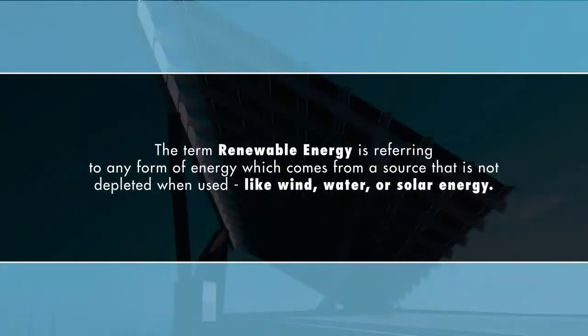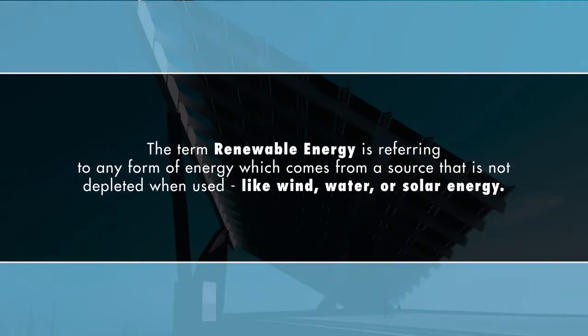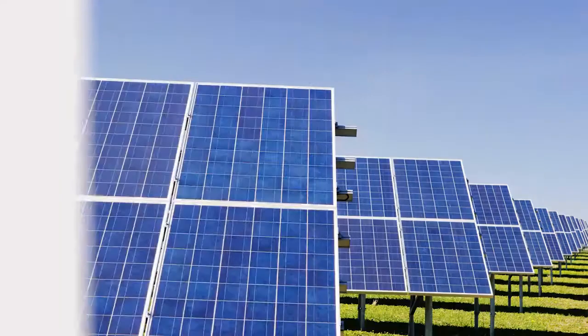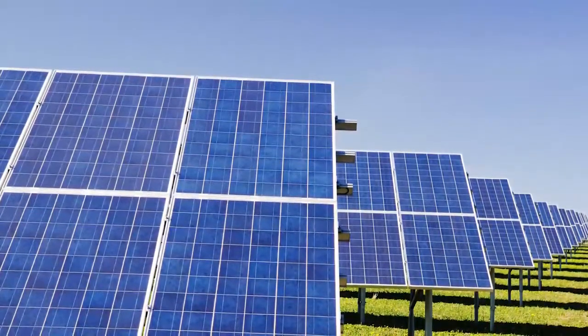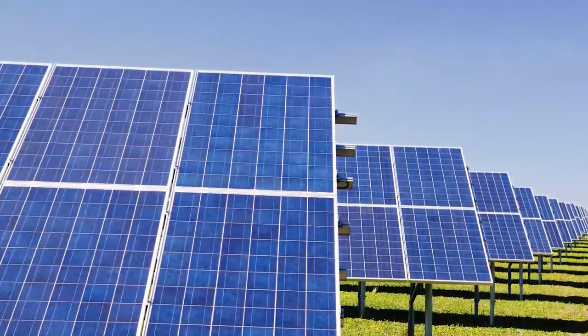In our electricity-dependent world, finding sustainable ways to generate electricity is increasingly important. The term renewable energy is referring to any form of energy which comes from a source that is not depleted when used, like wind, water, or solar energy. Solar cells absorb light into a semiconductor, which knocks electrons loose. These electrons flow freely, helped along by electric fields that exist in the cell. We can harness that flow or current by attaching leads from the cell to the fan or LED light.